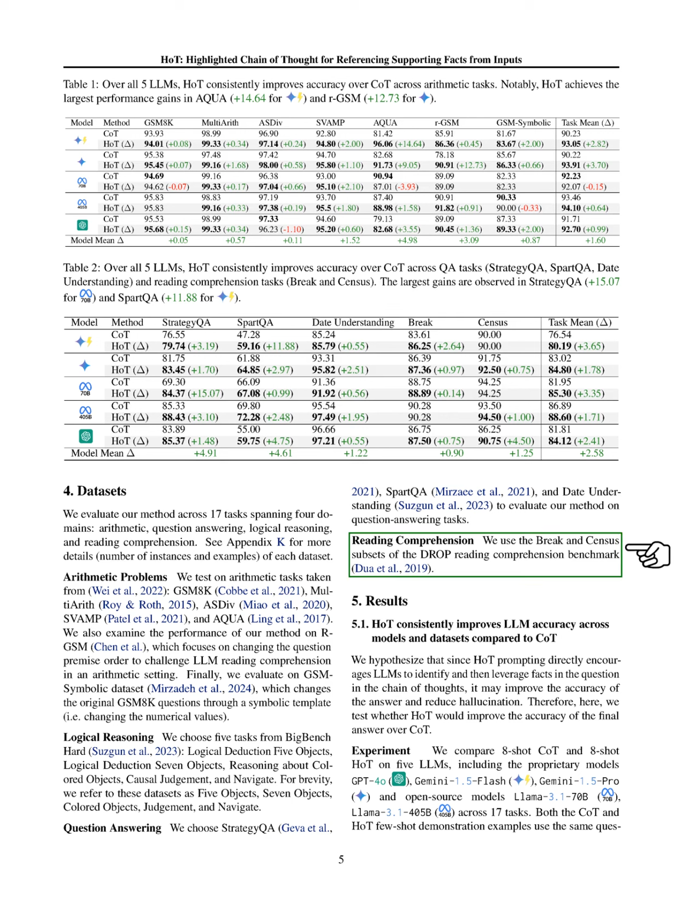Section: HoT consistently improves LLM accuracy across models and datasets compared to CoT. In this section, we demonstrate that HoT consistently enhances the accuracy of large language models, LLMs, across various models and datasets when compared to CoT. We believe that HoT prompting helps LLMs to recognize and utilize relevant facts in the questions, which may lead to more accurate answers and fewer errors.